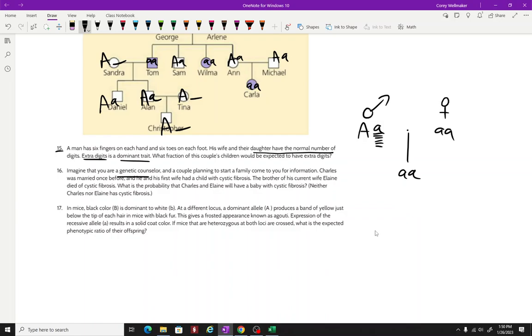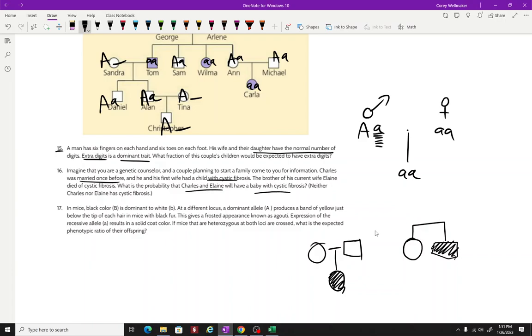All right, imagine I'm a genetic counselor. Charles was married once before. He and his first wife had a child with cystic fibrosis. The brother of his current wife, Elaine, died of cystic fibrosis. Charles and his first wife had a child who died of cystic fibrosis. What is the probability that Charles and Elaine will have a baby with cystic fibrosis? Neither Charles nor Elaine has cystic fibrosis.